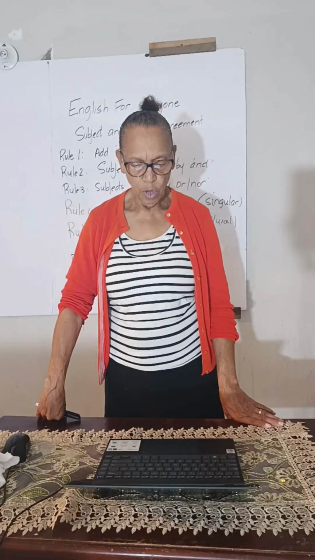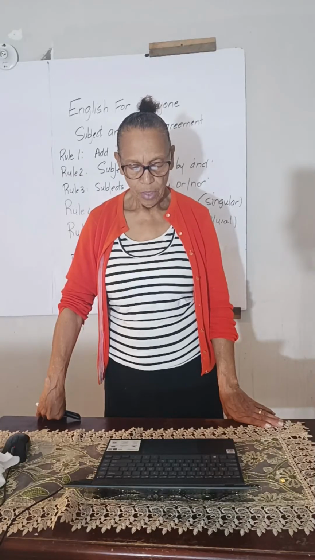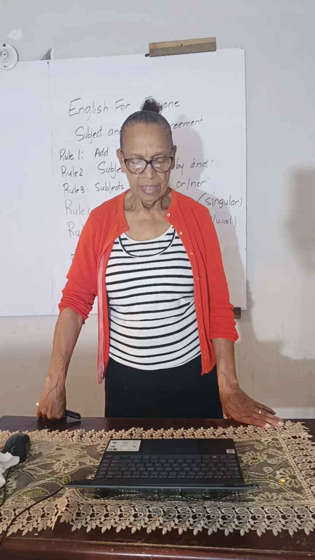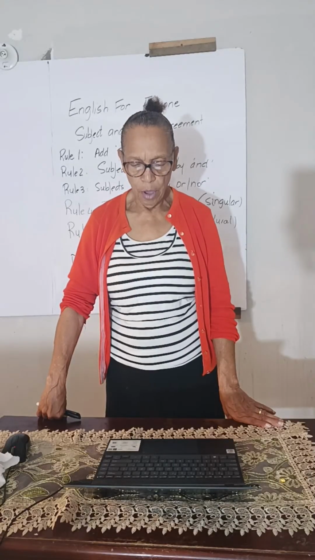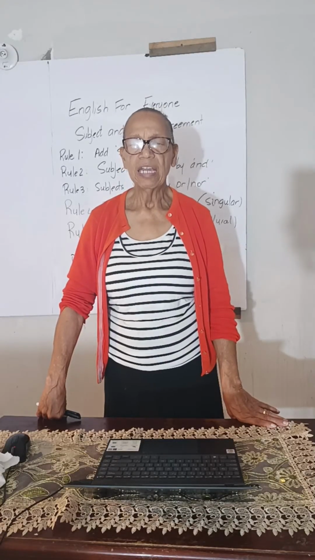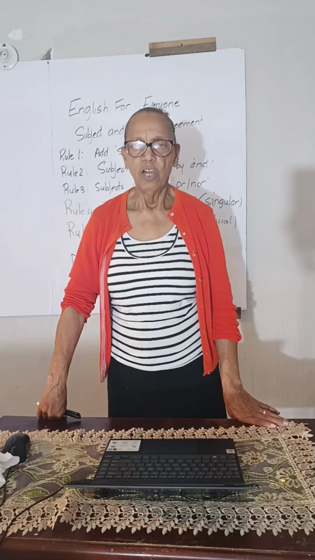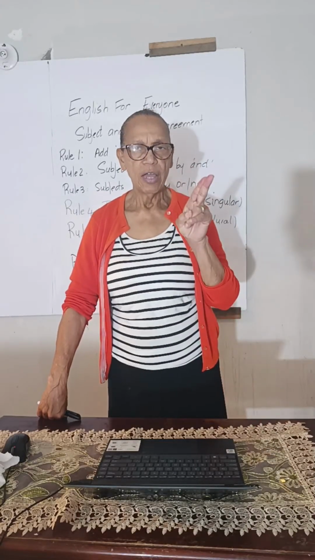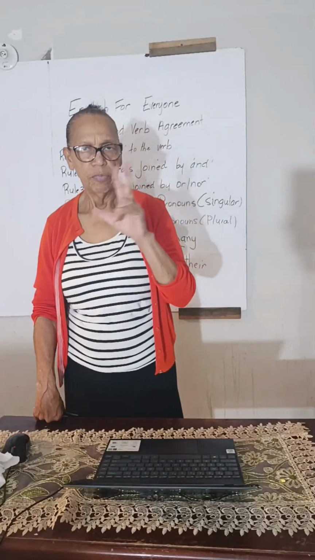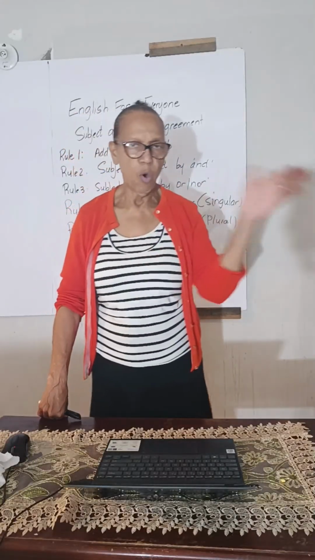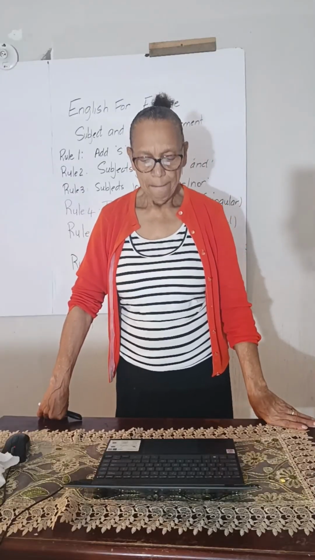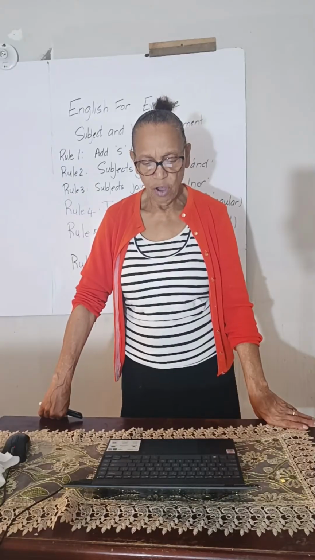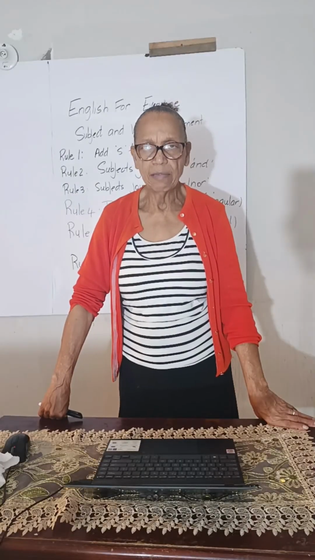Now listen to this one. Neither of them want or wants to go home early. Neither of them want or wants to go home early. And neither is one, so wants. Remember I showed you about neither nor? If you have two subjects that they're talking about and one is nearer to the verb. But in this case, it's only one.